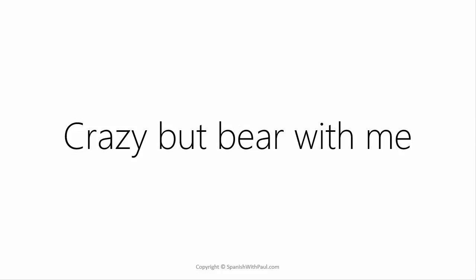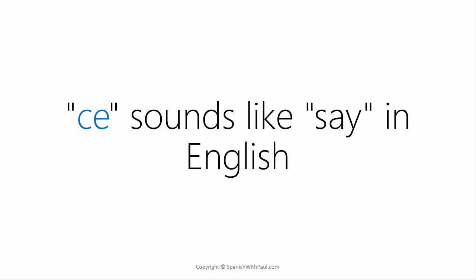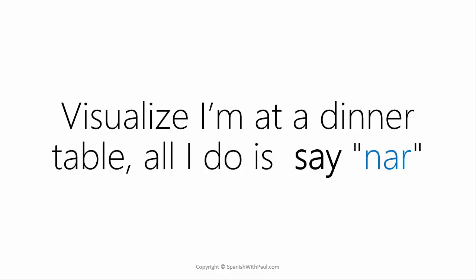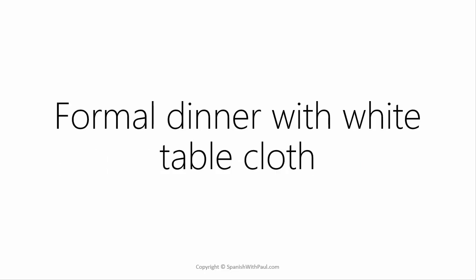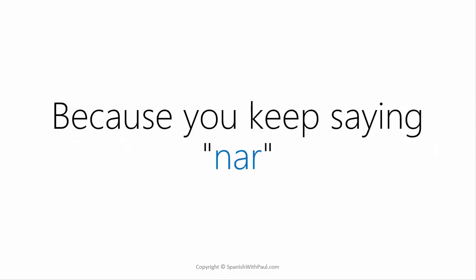Firstly, what I would do in trying to remember cenar is that the beginning of it, "cenar", sounds like "say" in English. So I would use that as a hook. So we have cenar, and I'm isolating "say" at the beginning of it. And then I would visualize that I'm at a dinner table, and all I do at that dinner table is constantly say "nar, nar, nar." I would make it a formal dinner with the white tablecloth and the butlers, all of that. And then I would see everyone around the table looking at me like I was crazy because all I keep saying is "nar, nar, nar."